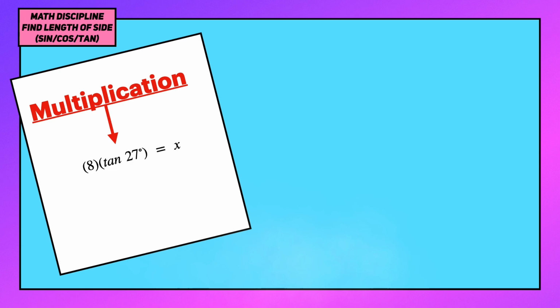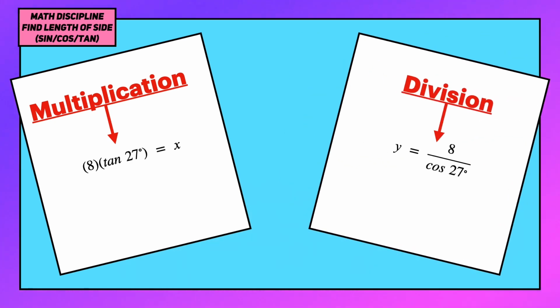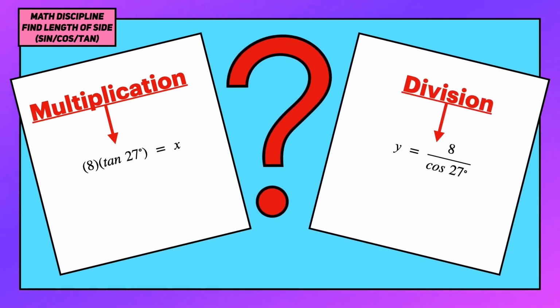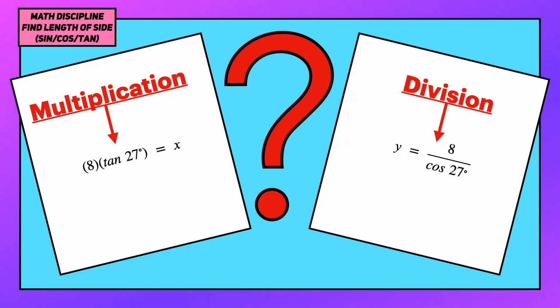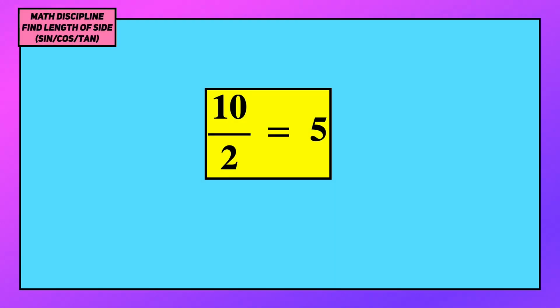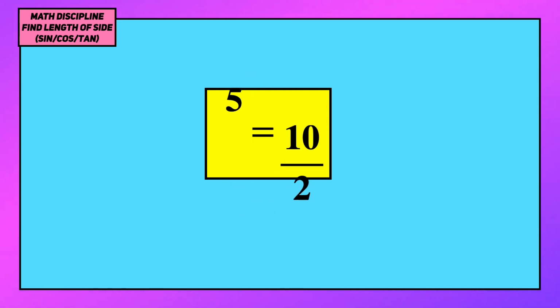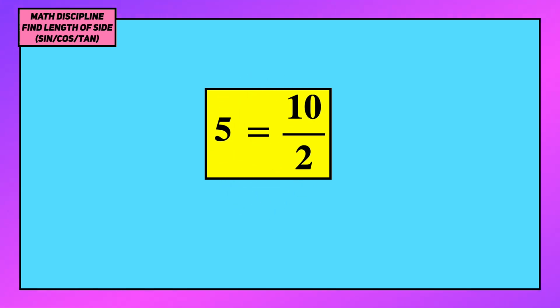Okay, many students are confused by the fact that some of these problems are solved by multiplication and some are solved by division. Let's look at an example using a very simple equation that should help clear up any confusion. We all know that 10 divided by 2 is equal to 5. For the sake of this example, let's put the 5 on the left side and the 10 divided by 2 on the right side. So 5 is equal to 10 divided by 2.